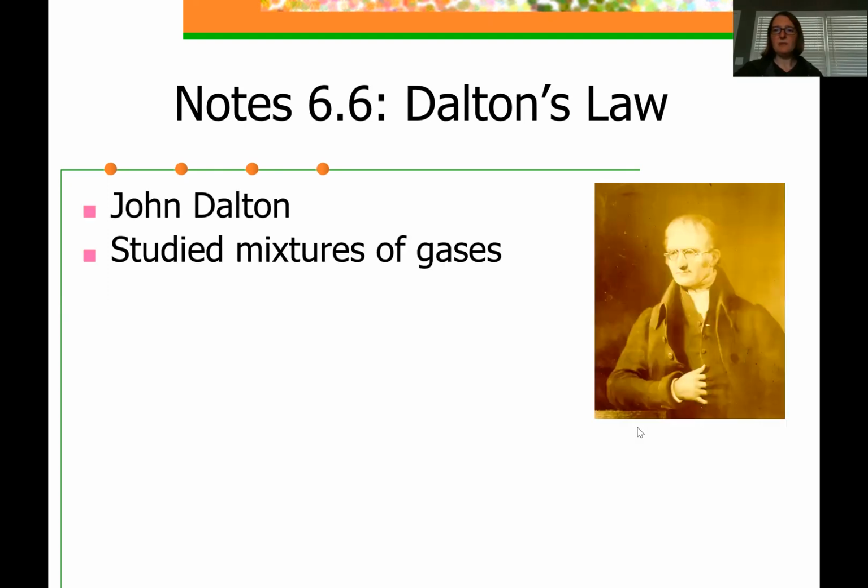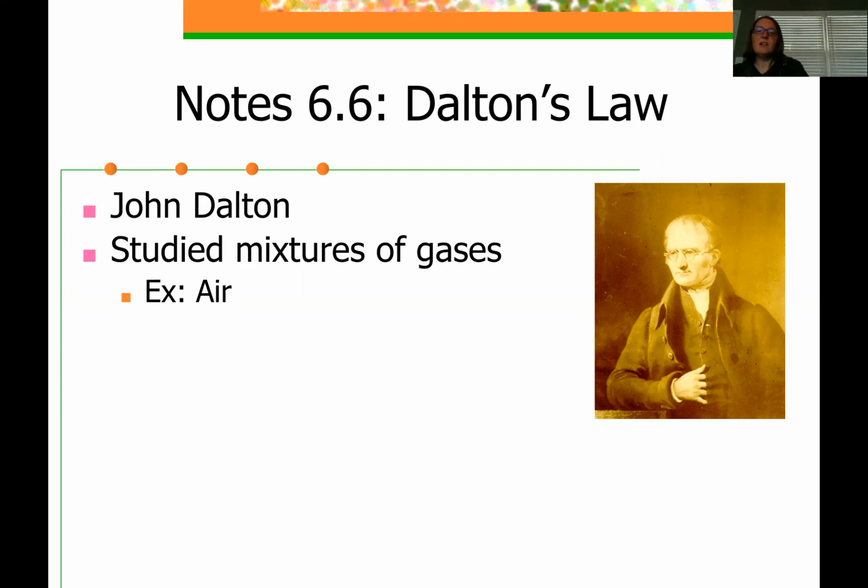However, to be a little bit more specific, Dalton actually was studying mixtures of gases. And so what he figures out is that most gases are actually a combination of multiple gases. For example, the air we breathe. The air we breathe is not just one gas. It's made up of multiple gases such as oxygen, nitrogen, CO2, and water vapor, and a few others. So it's a combination of a multiple number of gases.